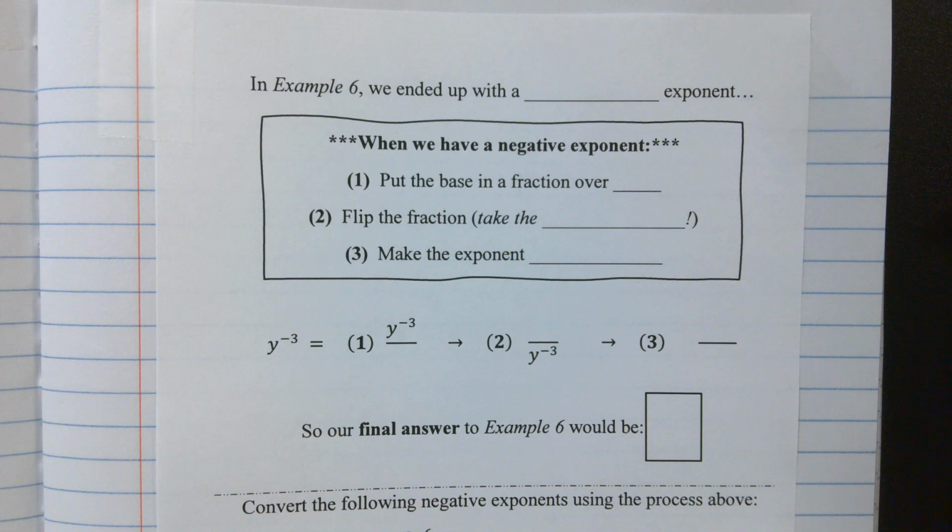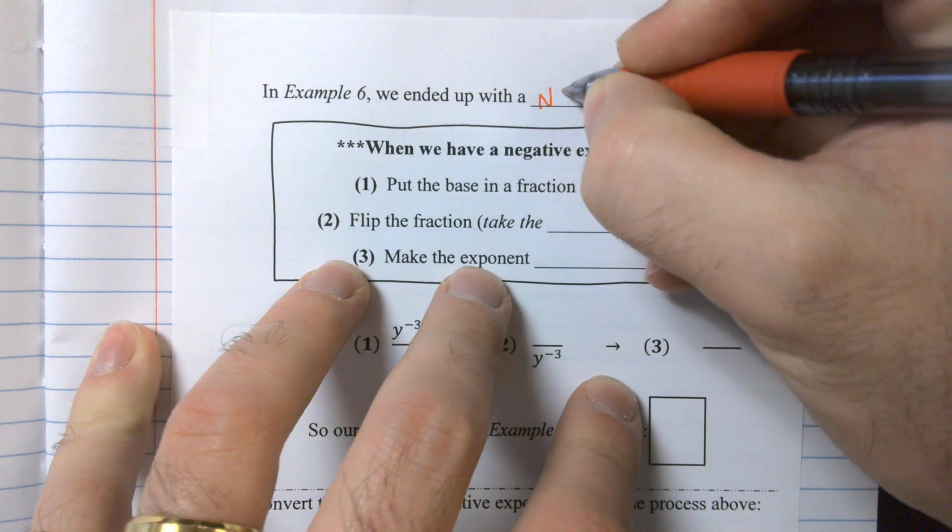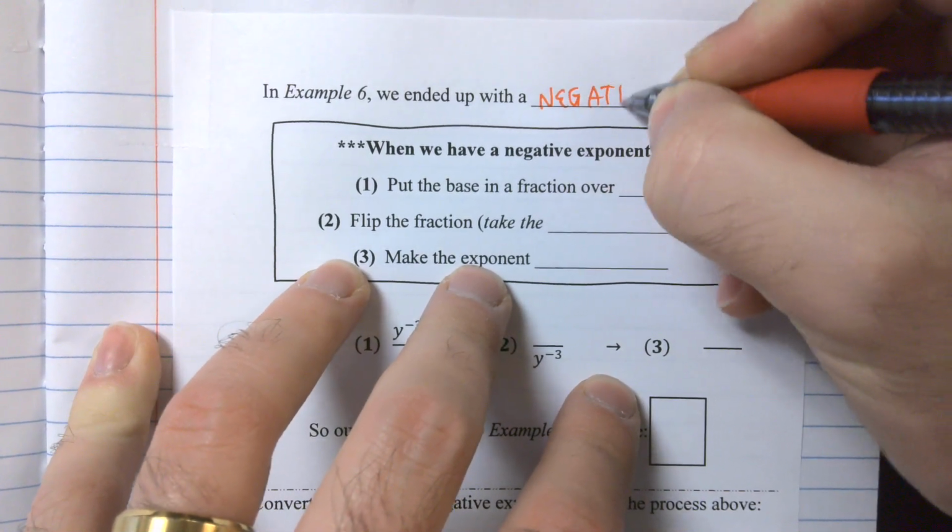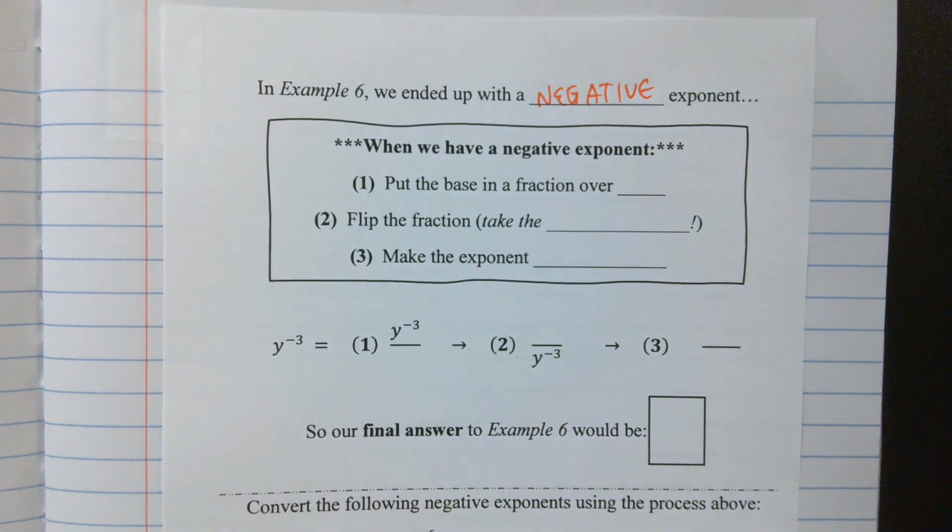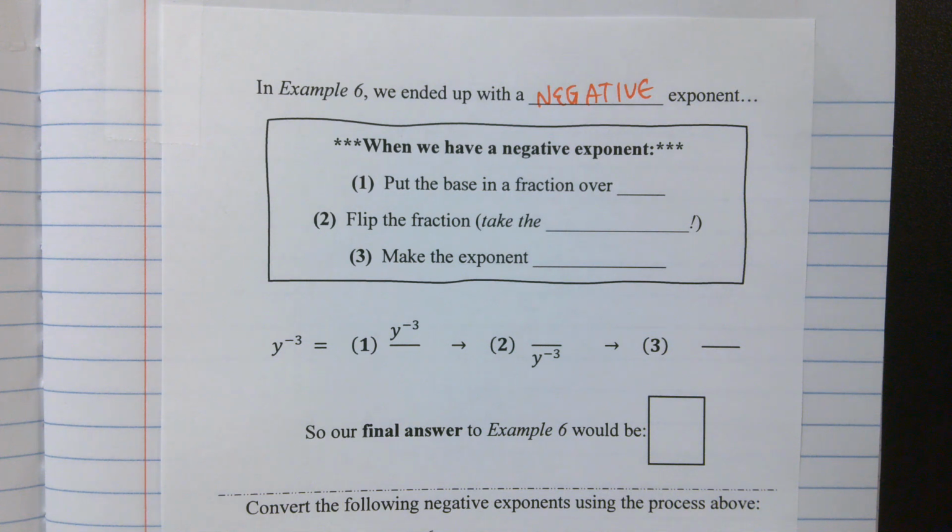So what did we get as an answer for example 6 again on the previous page? What did we get as an answer? Y to the power of negative 3. So we ended up with a negative exponent. We do not want to keep our exponents as negative. We want to make them positive. And here's how we do that.